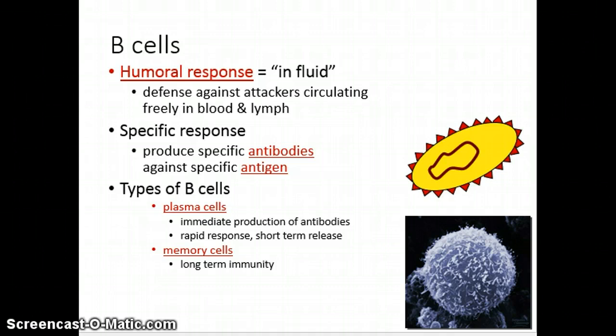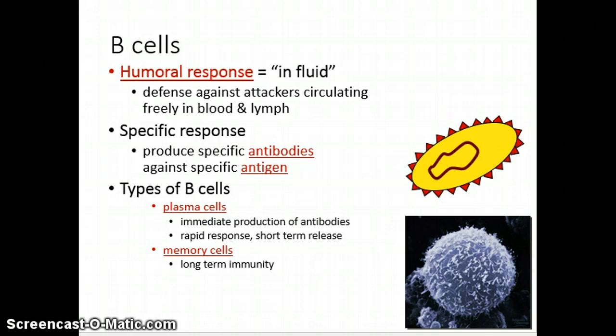So B cells, again just reiterating some of their key characteristics. They're involved in the humoral response. They defend against attackers that are circulating freely. They have a very specific response. They produce specific antibodies against a specific antigen. And there are two types of B cells. There are the plasma cells. These are the ones that are producing the antibodies. They are circulating. They have a rapid response to an antigen, and they have a short-term release.